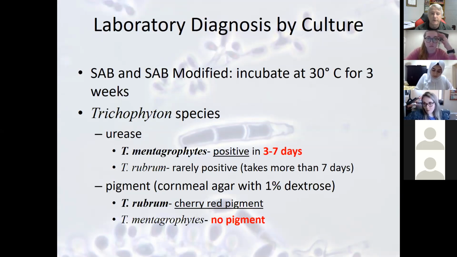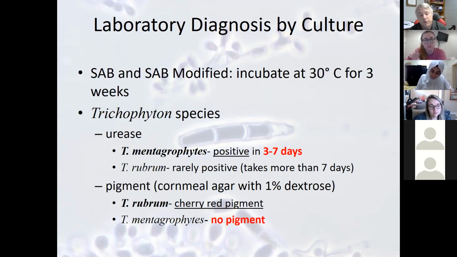Trichophyton species, urease: Trichophyton mentagrophytes, positive in 3 to 7 days. So we can actually use some biochemical reactions. Trichophyton rubrum, rarely positive, takes more than 7 days.